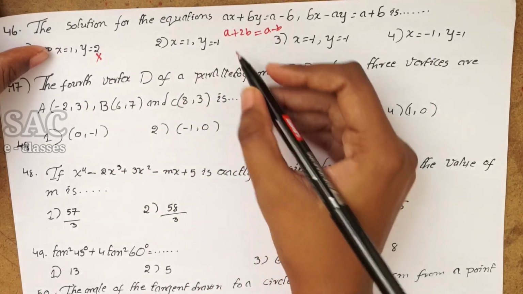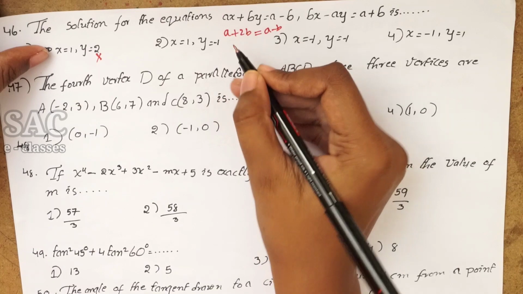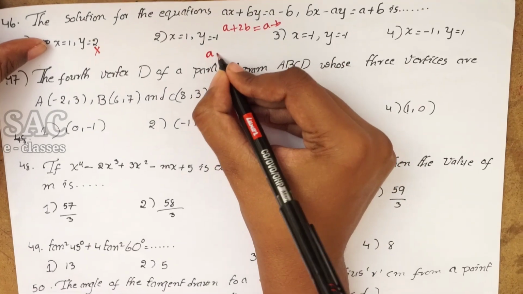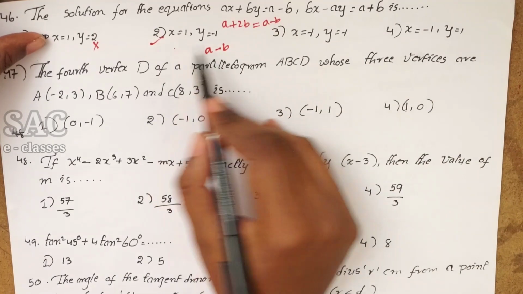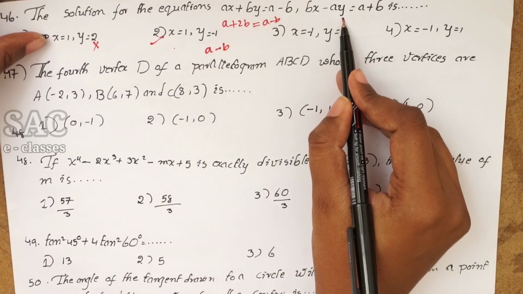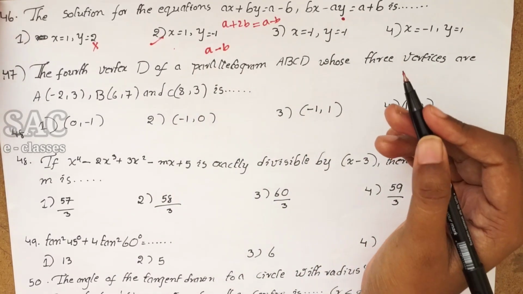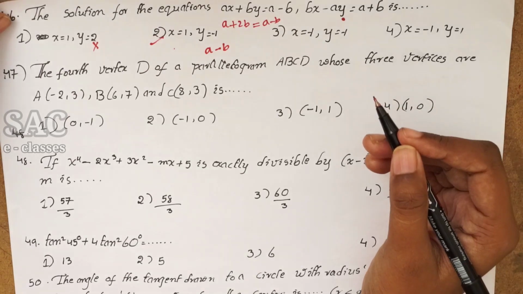Go for the second option, x equal to 1 and y equal to minus 1. So a minus b, yes, option 2 is correct. Then verify with the second linear equation also, yes, we are getting the same. Look at the 47th one.